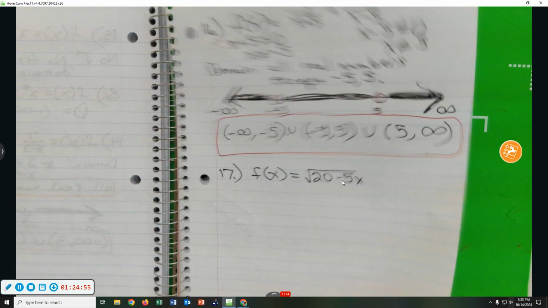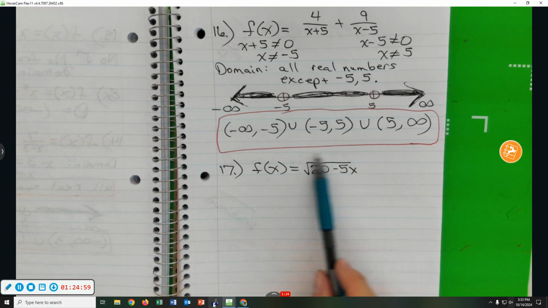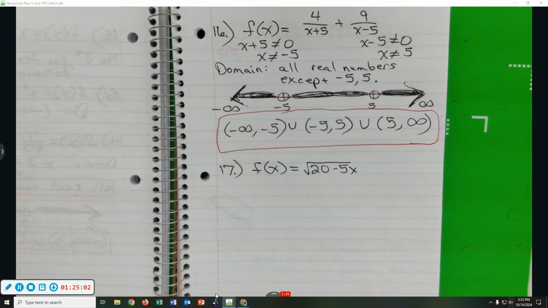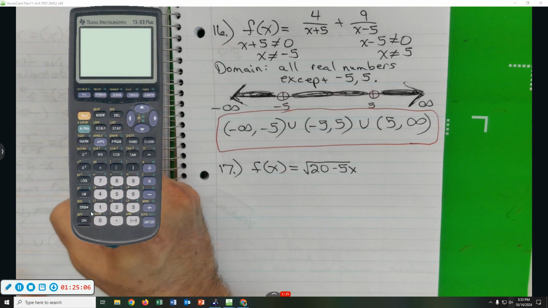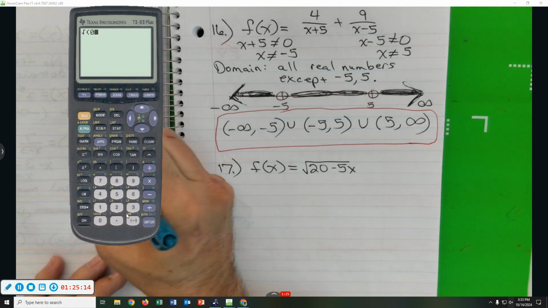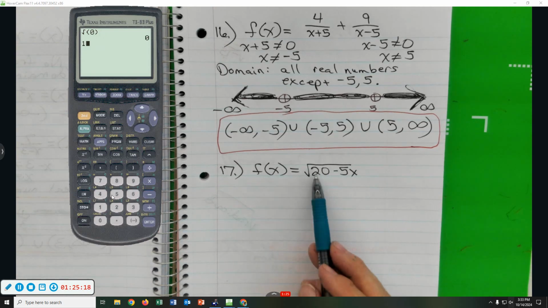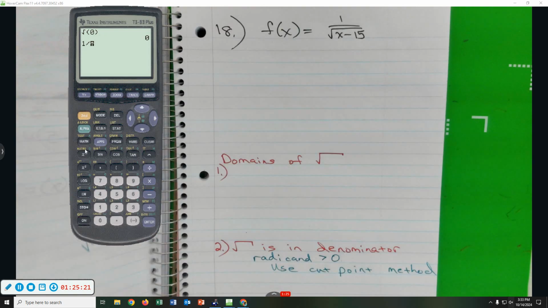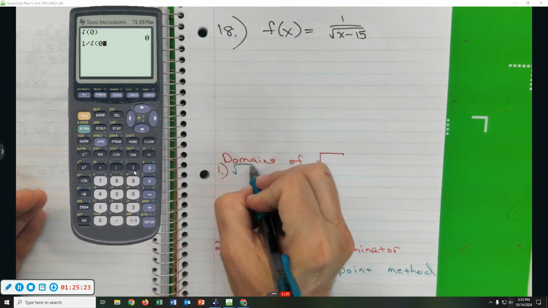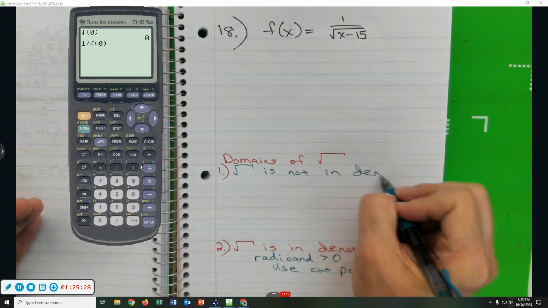Now on number 17, can you get a denominator of 0 here? Is it okay to have a 0 under a square root? It's the square root of 0. Is that a real number? What's the square root of 0 equal? Just 0. So if the square root is not in the denominator, then it's okay for the radicand to equal 0.